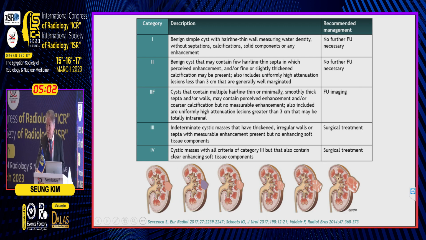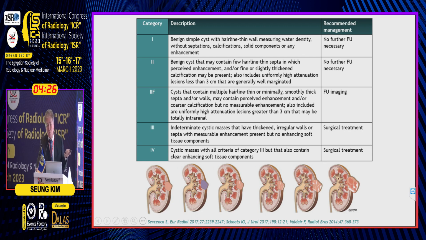In this talk, I do not go into the detail of these descriptions. But category 1 is usually a simple cyst, and nothing is necessary. And 2 is just minimally complicated, and also we do not need follow-up. 2F is a little bit more than 2, with a little bit thicker septum, or a little bit of calcification, a little bit higher attenuation. So we need a follow-up.